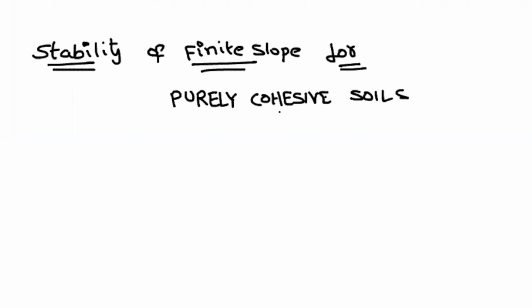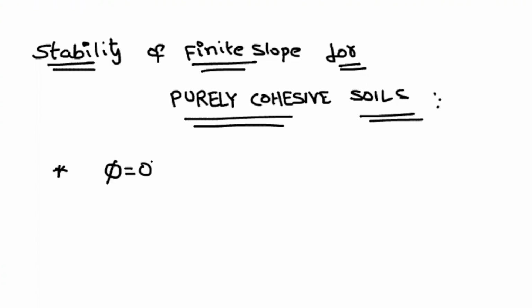So until the last video, we have discussed the infinite slopes. From this video onwards, we will discuss the finite slopes. Before moving further, what is meant by purely cohesive soils? That means soils which have an angle of friction equal to 0. That means the soil can be balanced by using the cohesion parameter only.